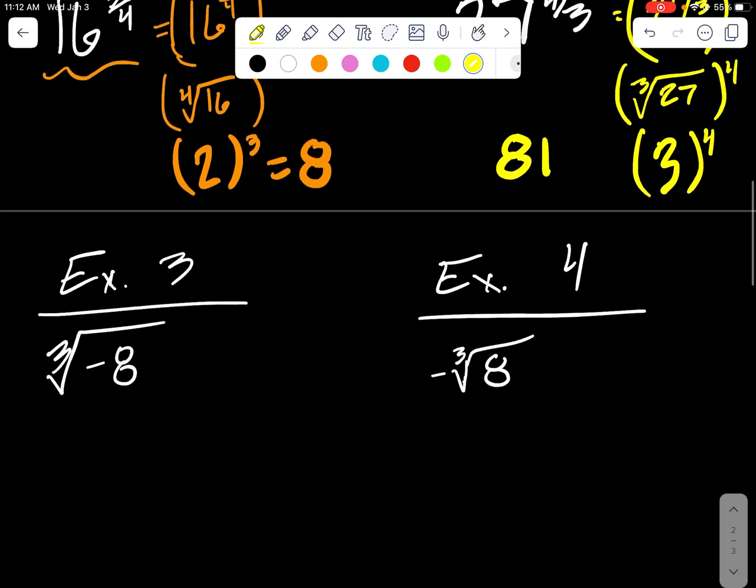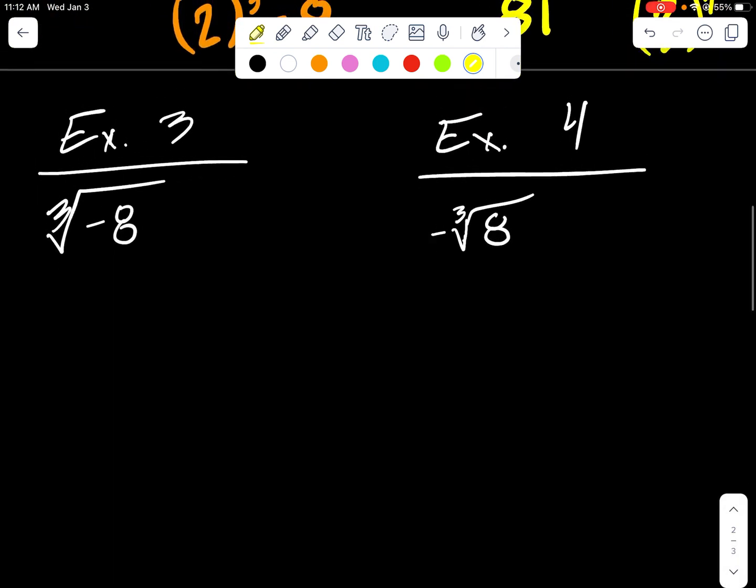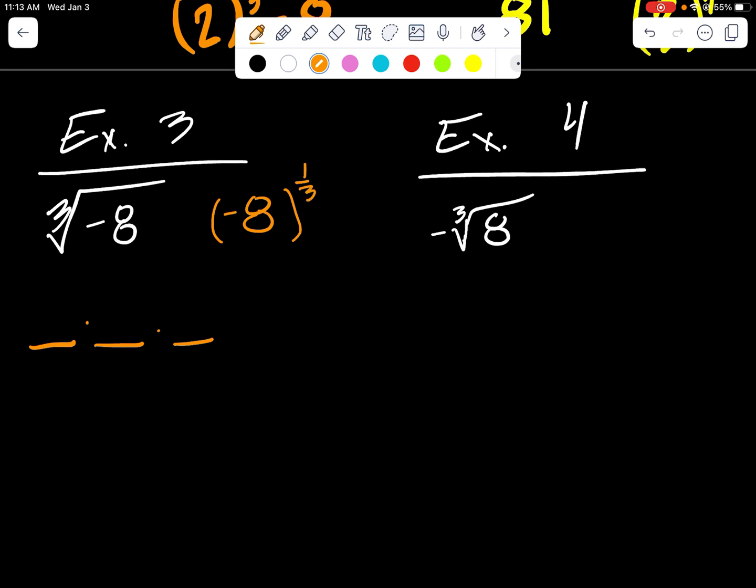Let's look at 2 more examples. Here, we're just taking cube roots, and notice that these are very similar problems. One has the negative inside the cube root, one has the negative outside. First, we have the cube root of -8. Well, it's asking, what can I multiply by itself 3 times to get -8? This would be the same thing as saying -8 to the 1/3. And I put the 1/3 on the outside of the parentheses just because that negative is there.